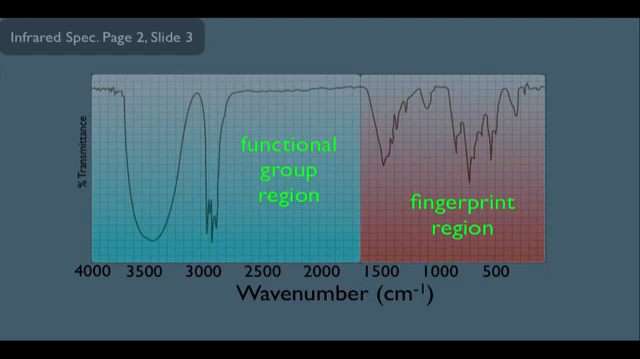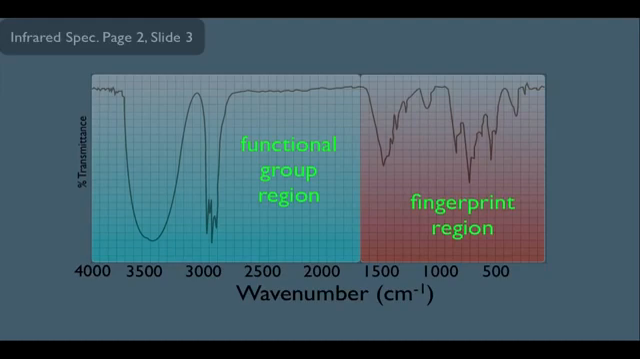We're going to see that certain molecules have certain absorption bands in this region, and those bands can act almost as fingerprints, meaning that every type of molecule in organic chemistry has a specific fingerprint region with its corresponding absorption bands that are unique to that molecule.